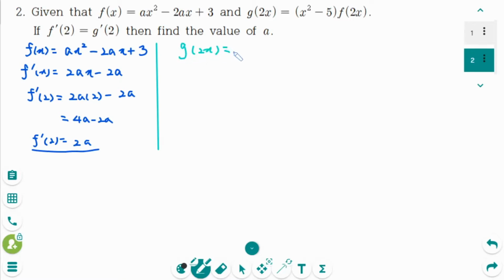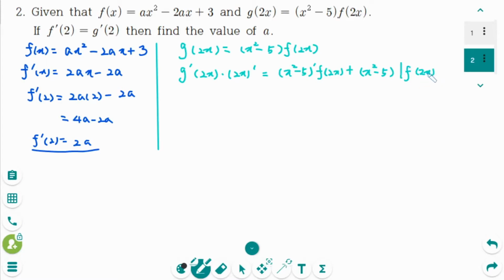G of 2x equals x squared minus 5 times f of 2x. Prime on each side. G prime of 2x, 2x is inner function. 2x prime equals, use the product rule, x squared minus 5 prime f of 2x plus x squared minus 5 times f of 2x prime. So g prime of 2x times 2 equals x squared minus 5 prime equals 2x times f of 2x plus x squared minus 5 times f of 2x prime equals f prime of inner function times inner function prime, which is 2x.